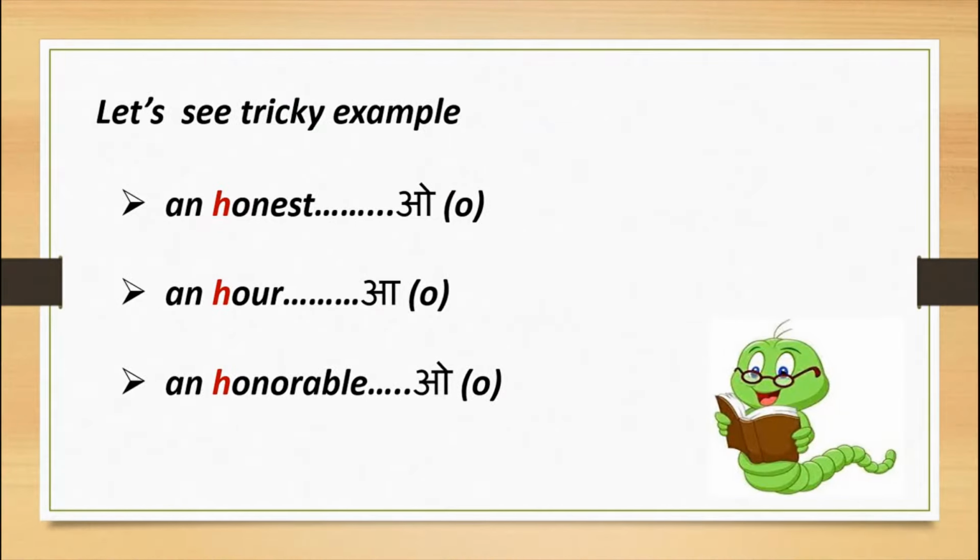Let's see some tricky examples which starts with consonant पर sound तो vowel का आता है. So friend भी vowel का आएगा. An honest, H is silent. An hour, again H is silent. An honorable, H is silent.